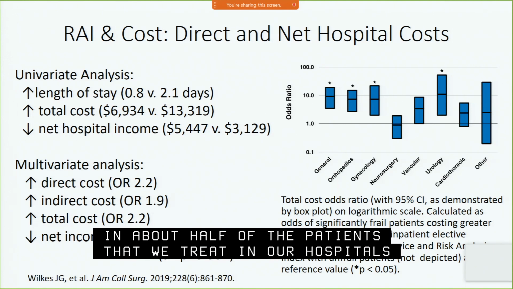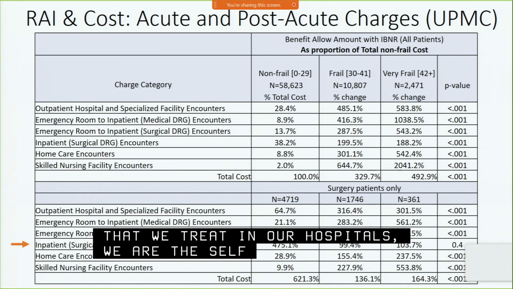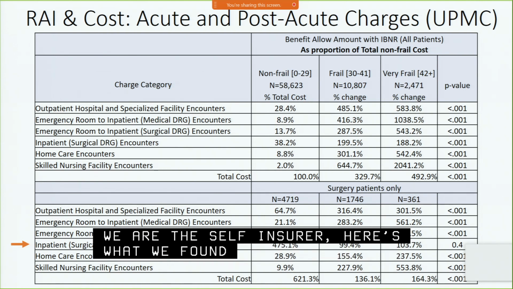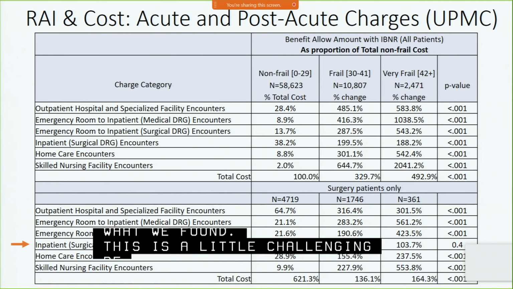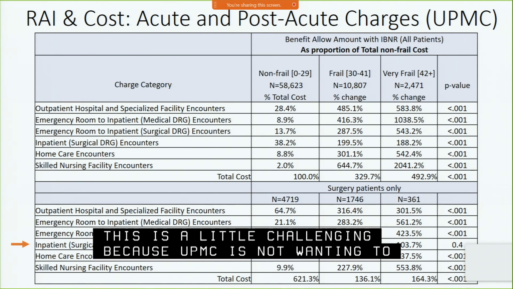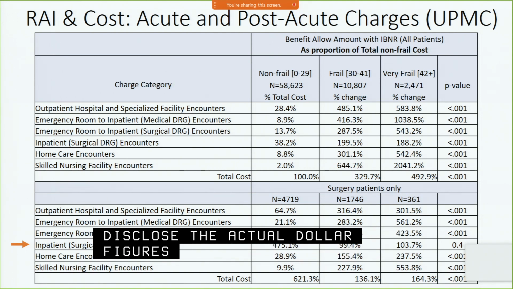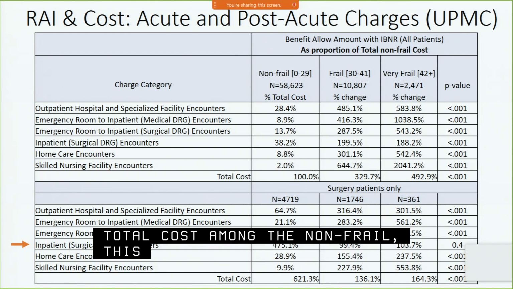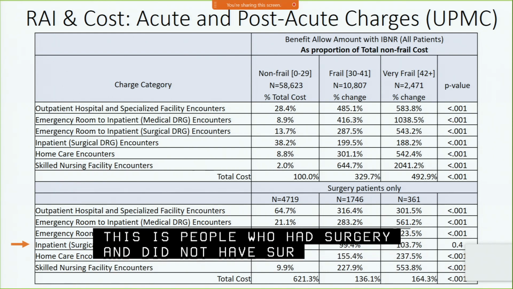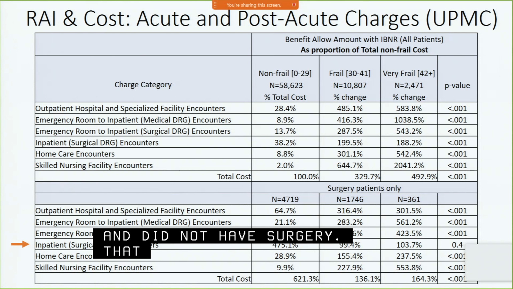Here's what we found. Now, this is a little bit challenging because UPMC is not wanting to disclose the actual dollar figures on which these proportions are based. So let me walk you through it here. Everything is keyed to this total cost among the non-frail. This is both people who had surgery and people who did not have surgery. This is that entire cohort that I showed you before that had a minor procedure, no procedure, or a major procedure. And you can see that the costs are binned out.